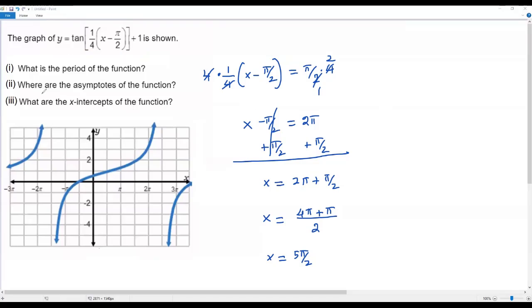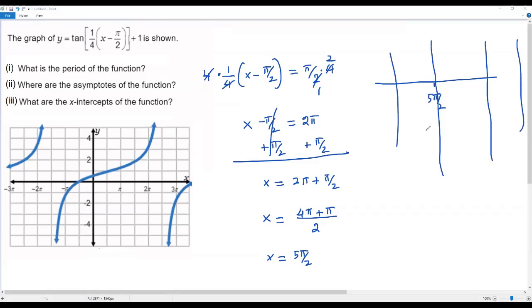But they are asking us to find the asymptotes. They mentioned it in plural form. That is, how do we find the other vertical asymptotes? Okay, let me mark this value 5 pi over 2 on a number line. So here we have one asymptote. Then we'll have multiple asymptotes like this on the left side and the right side of 5 pi over 2.